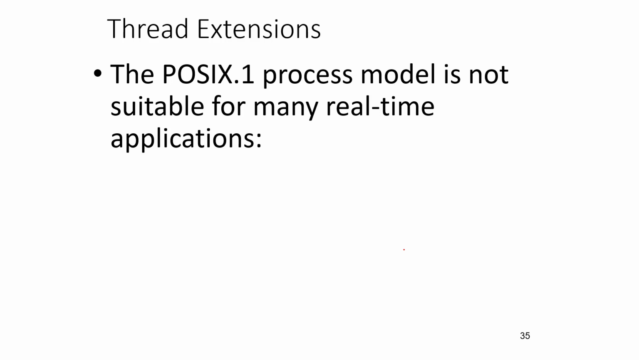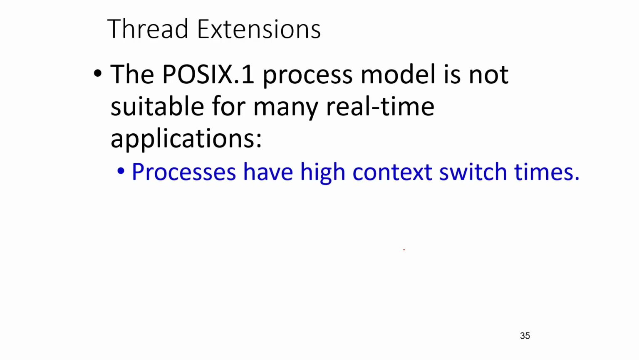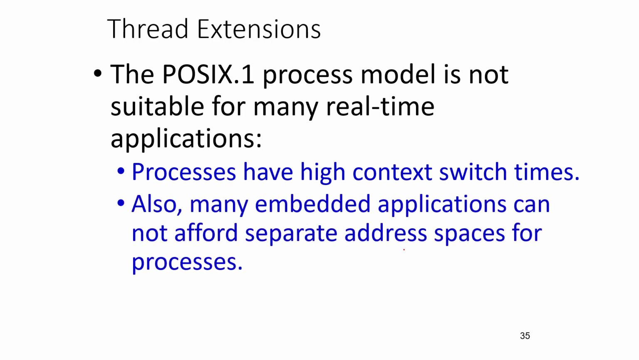Furthermore, coming to the thread extensions part, we have said that the basic POSIX 1 process model is not suitable for many real-time applications, mainly because processes have very high context switch times. And also, many embedded applications do not have virtual memory. As a result, they cannot afford separate address spaces, right? How do you have separate address spaces without virtual memory? Of course, there are other simpler schemes like base limit and so on, which you would study in a traditional operating systems course, but there are many problems with them. So virtual memory is the best, but many embedded processors can't afford virtual memory, it's a luxury.